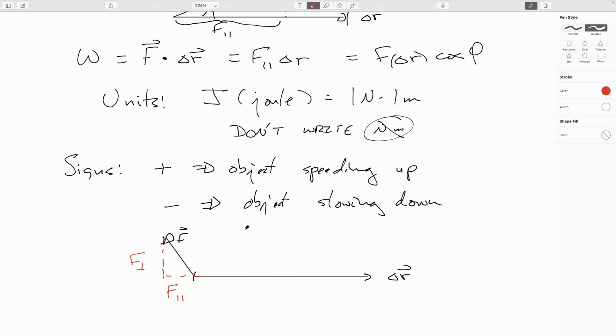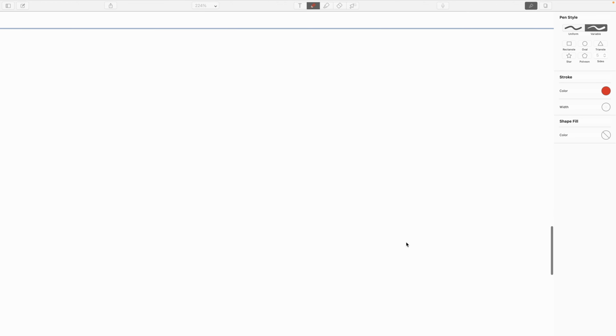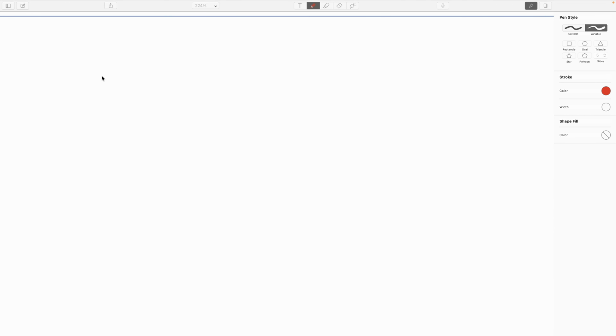So this is our interpretation for the sign of work. If it's positive, the object is speeding up. If it's negative, the object is slowing down. All right. Now, what if the force isn't a constant? Well, then for the case of forces that are varying, we go ahead and make a graph.